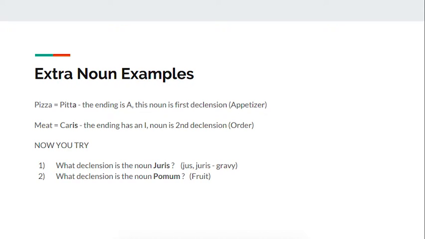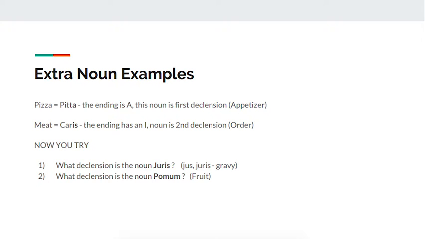So now you guys try. What declension is the noun juris? Juris means gravy. Now it does have an IS, but in this case, you are getting ice cream, you're not ordering. So it is third declension. It is kind of confusing to differentiate the two.